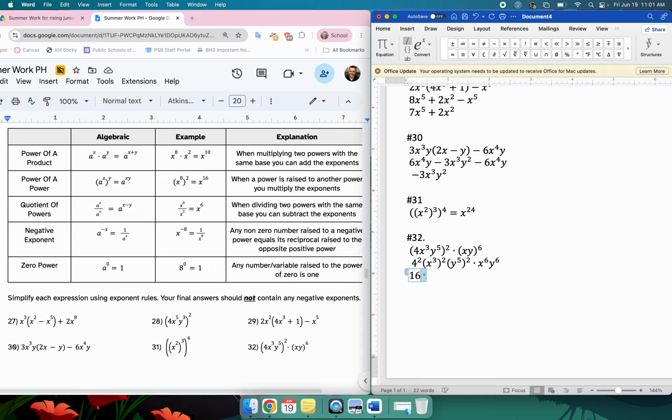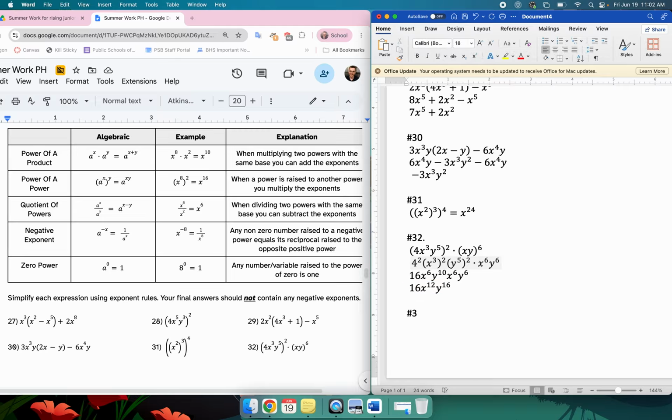So 4 squared is 16, and then x cubed squared, that's a power of a power. You're going to use this rule right here. That's multiplication, so x to the 6th. y to the 5 times 2 is 10. And then we have the x to the 6th, y to the 6th over here. And finally, we're going to use this rule right here, power of a product. You're going to add the exponents. So 16, we have an x to the 6th here and another x to the 6th over here. That's going to give me x to the 12th. And then y to the 10th times y to the 6th, that's going to give me y to the 16th.